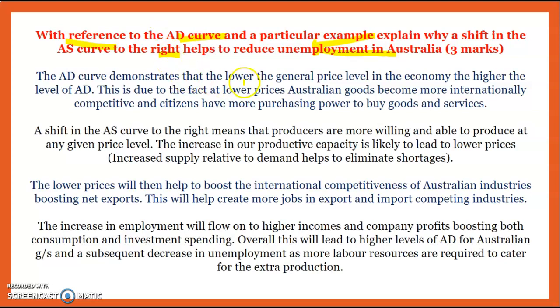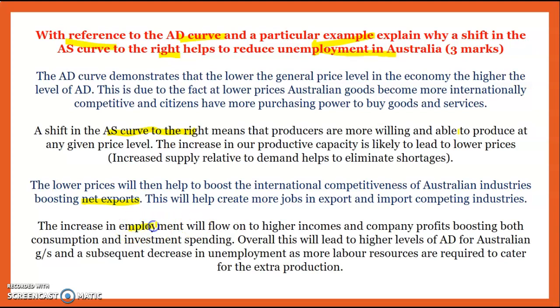The aggregate demand curve shows that higher prices generally produce less demand, because we become less internationally competitive at higher prices. A shift in the aggregate supply curve to the right means the producers are more willing and able to produce at any given price level. This increase in our productive capacity is likely to lead to lower prices. The lower price will help to boost the international competitiveness of Australian industries, which will help to boost net exports, which will then create more jobs in export and import competing industries. The increase in aggregate supply leads to lower prices, which then creates jobs in our export industries.